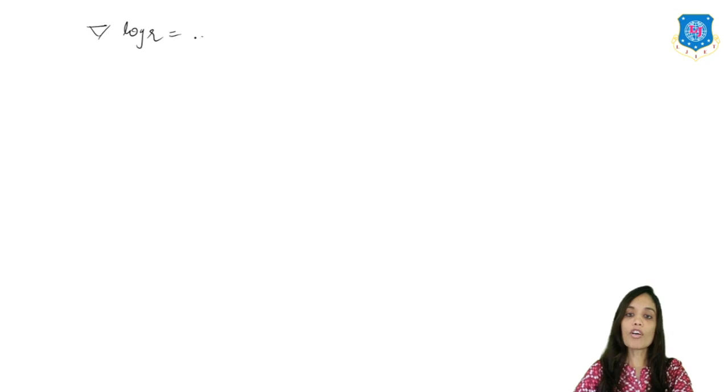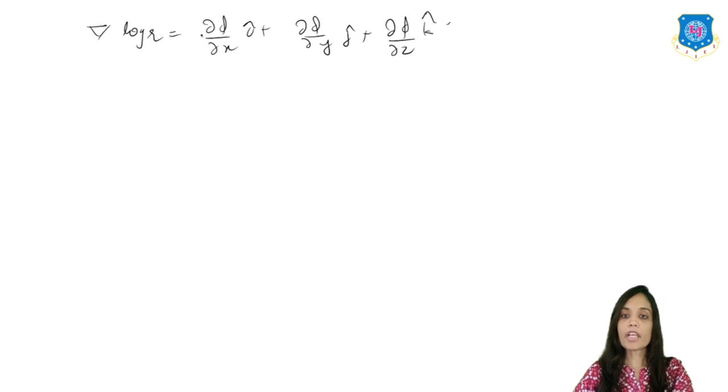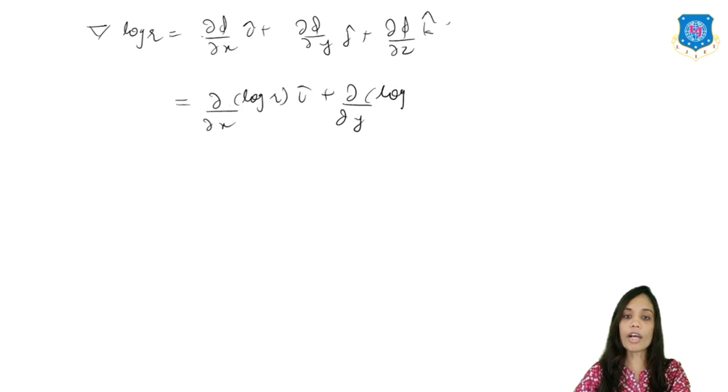Firstly, the formula of the gradient is del phi by del x i cap plus del phi by del y j cap plus del phi by del z k cap. Now our phi is log r. So it will be del by del x of log r i cap, plus del by del y of log r j cap, plus del by del z of log r k cap. Just find the partial derivatives of log r.